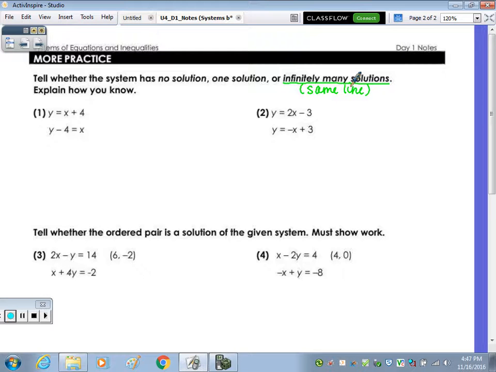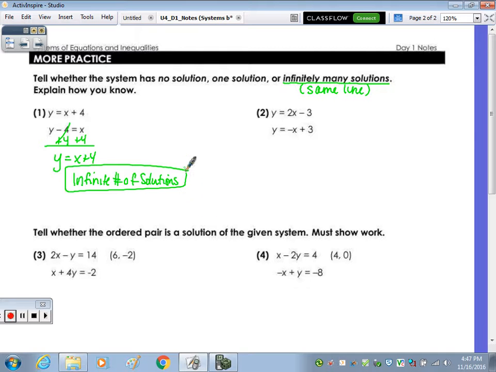In number one, the first one solved for y, so let's solve the second one for y so we can take a look at them both in y equals mx plus b. So y equals x plus 4. That is the same as that line. So we have an infinite number of solutions. Explain how you know. Okay? I knew that because the equations were the same.